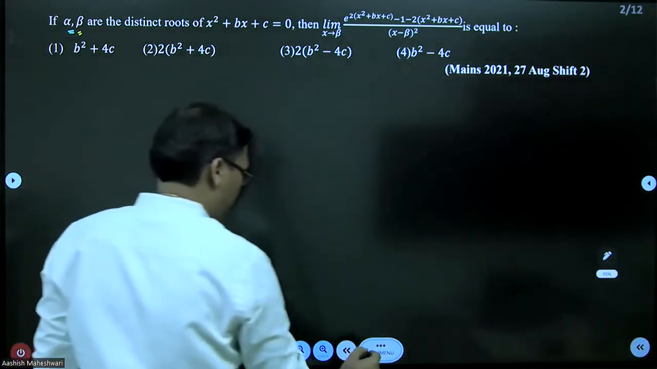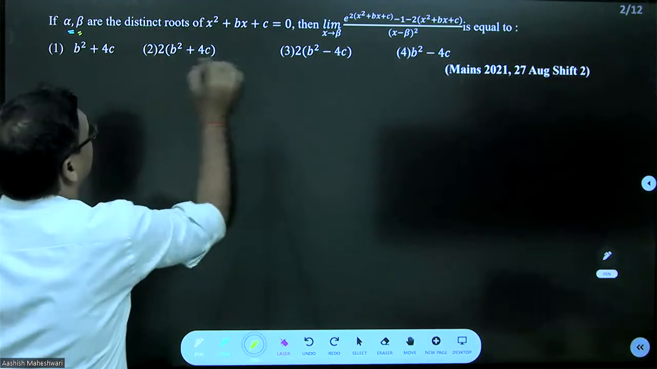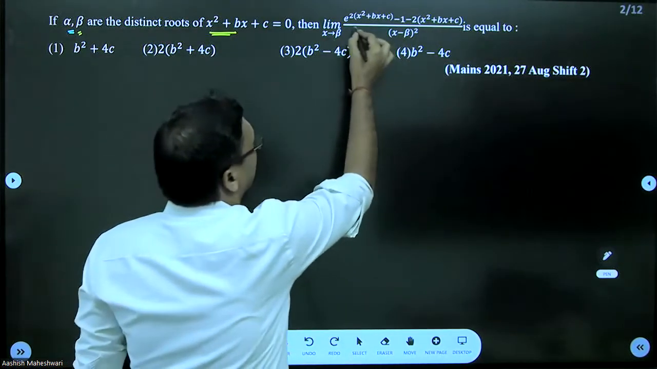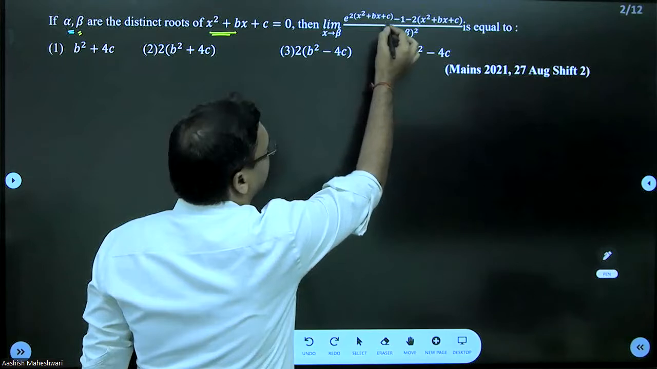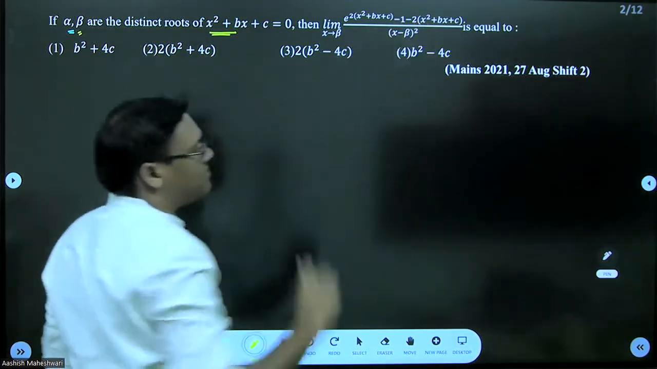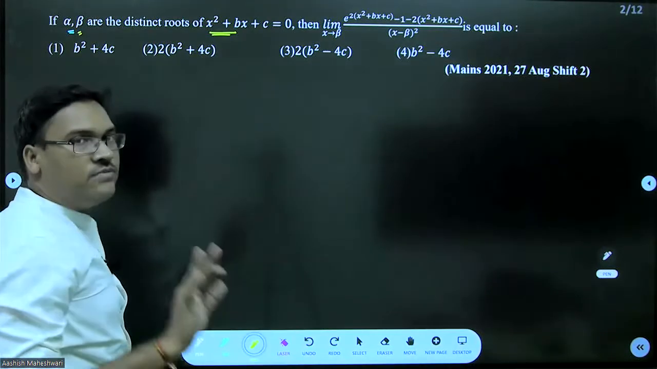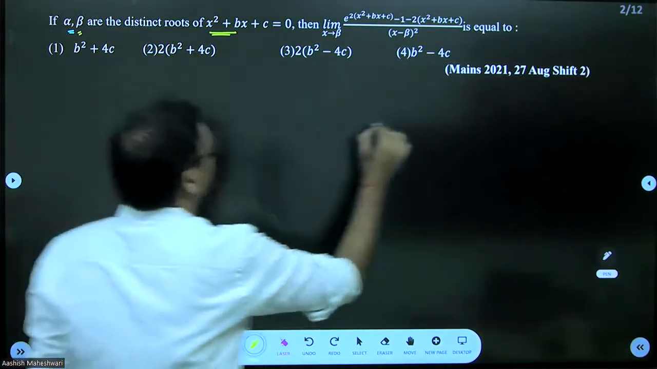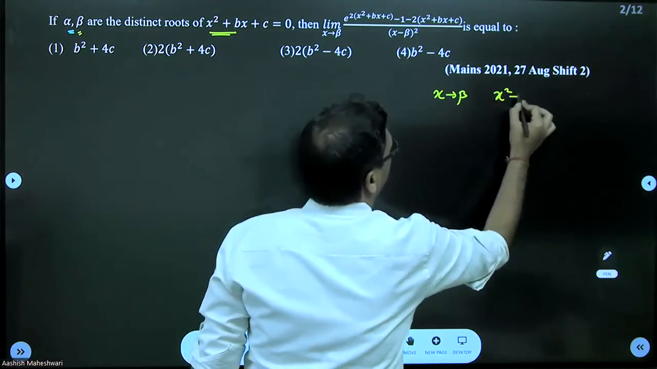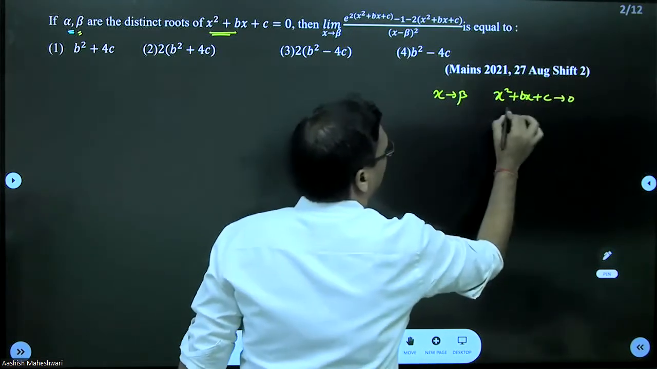Okay. So now the first question is, see here, if alpha and beta are the roots of this equation, we have to find the limit as x approaches beta of e raised to 2x square plus bx plus c minus 1 minus 2x square plus bx plus c, upon x minus beta square, right? Now, first thing you observe, this is which indeterminate form. If x is approaching beta, you can easily say x square plus bx plus c will approach 0 because beta is the root of this.